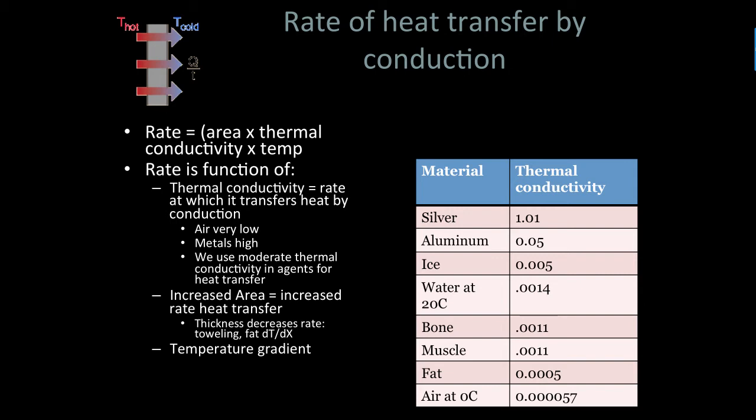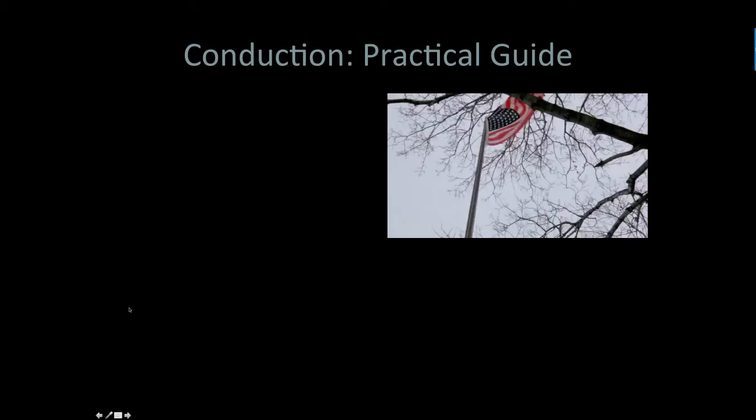And so since that's on the bottom of the equation, as that gets bigger, the rate goes down, right? So that's just a simple way to look and see that when we're going through something thicker, let's say adipose tissue, the rate slows down. All right, so that's something that does decrease the rate of heat transfer.